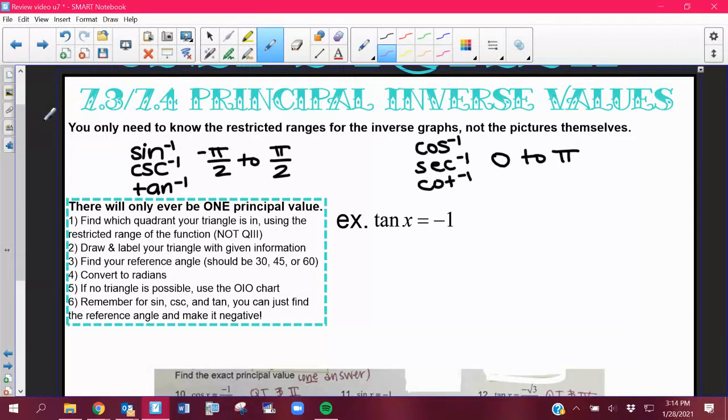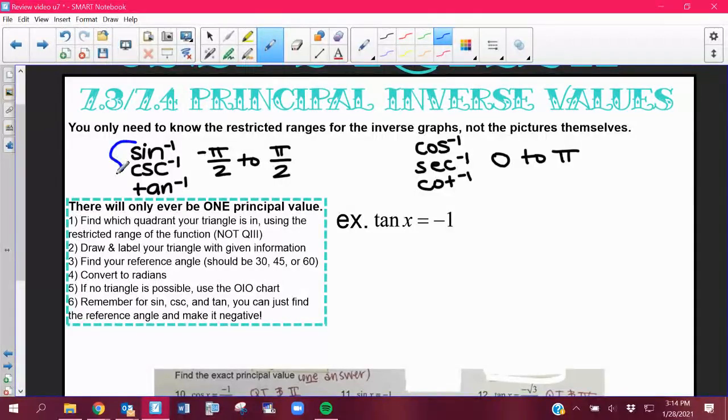In 7.3, we talked about what the graphs of the inverse functions look like. You only need to know the restricted ranges for the inverse graphs, not the pictures themselves. The pictures themselves are a little bit convoluted, crazy stuff. Like, we just need to know where do these inverses lie? Where did we have to cut the graph off in order to make it a function? So this is my little grouping of where these guys are.